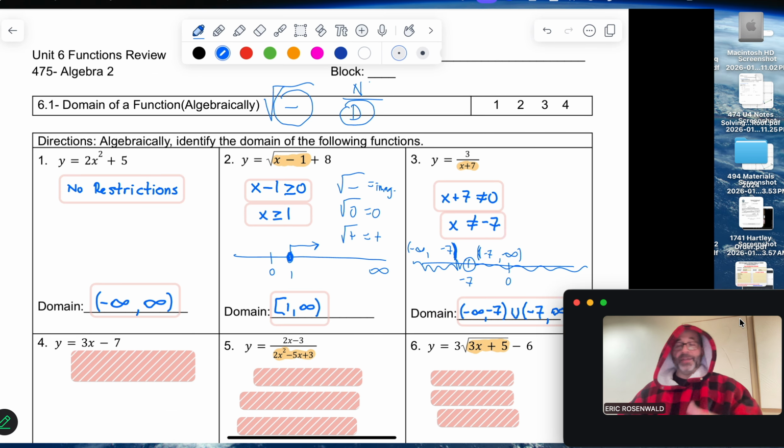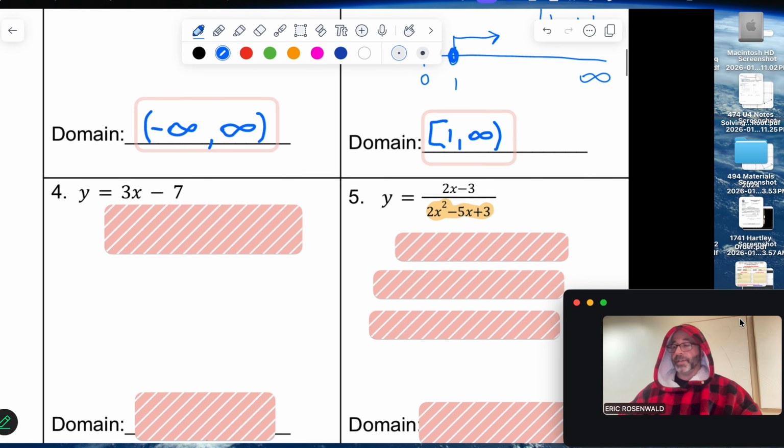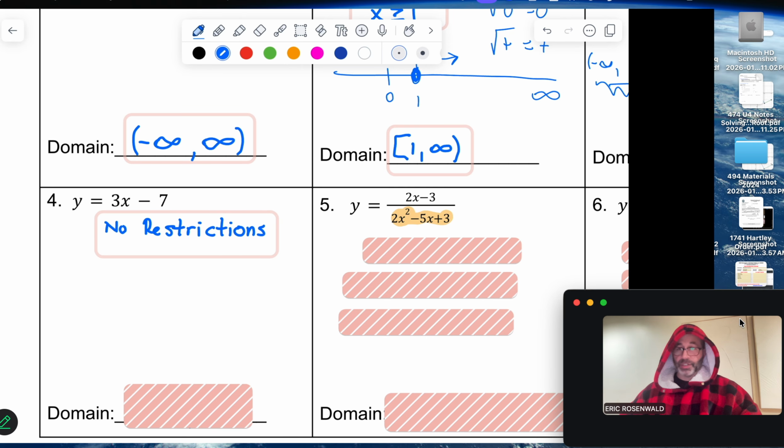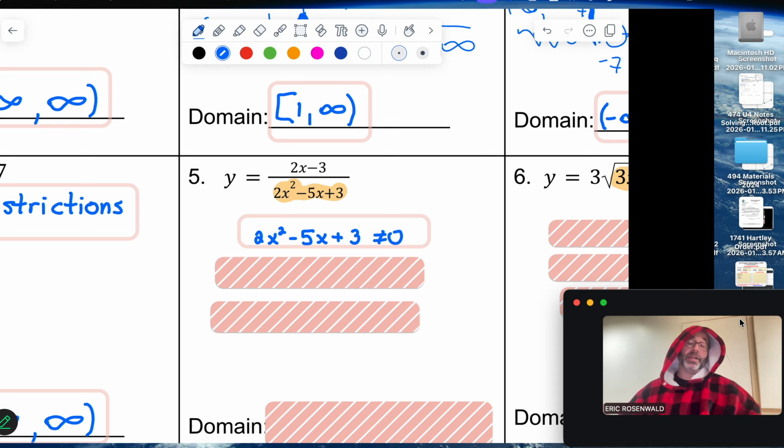All right, so now that we have that idea down, let's go ahead and speed up through these a little bit quicker, okay? So the 3x minus 7, it's not a square root, it's not a fraction, there's no restrictions, so it's all real numbers or negative infinity to infinity. Number 5, the denominator cannot equal 0. So since that cannot equal 0, we have to try to solve for it. Well, it's a quadratic, so the methods for solving, we have everything possible that's out there.